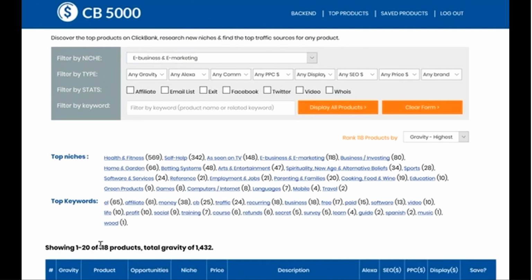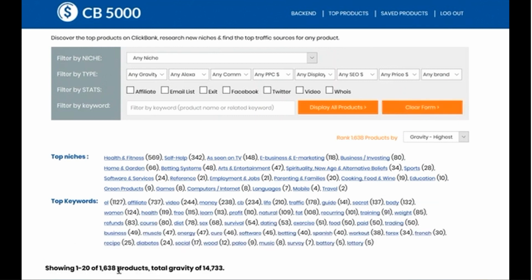You can see there's 118 products that will show up. If I click clear form, you can see that there are 1,638 products in total on here. Basically there's like 20,000 products I think on ClickBank, but we've only pulled in the products that have got at least a gravity of 10. If it's got a gravity of 1 or 2, or a gravity of 0, we're not really interested because they're not making much money. It is possible to make a full-time living from a product that's got a gravity of 5, 6, 7, 8, 9, 10, and so that's the sweet spot, and that's what our focus is.